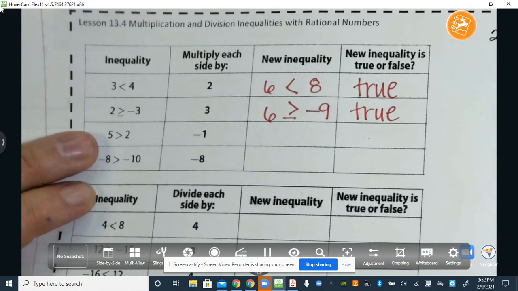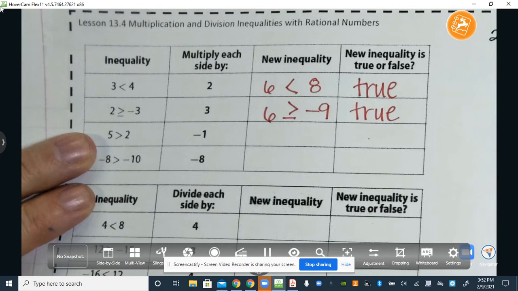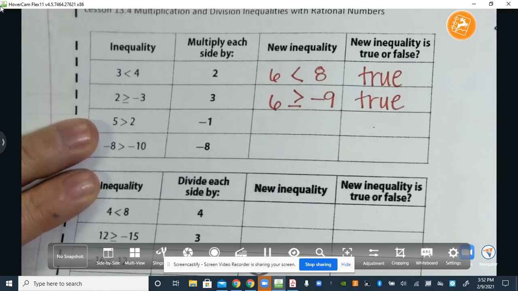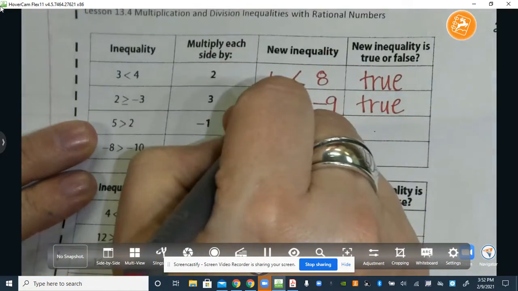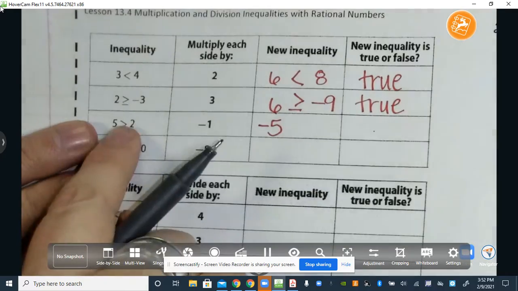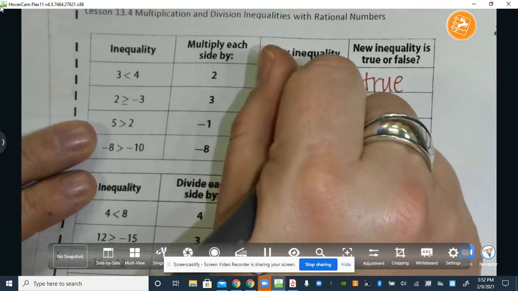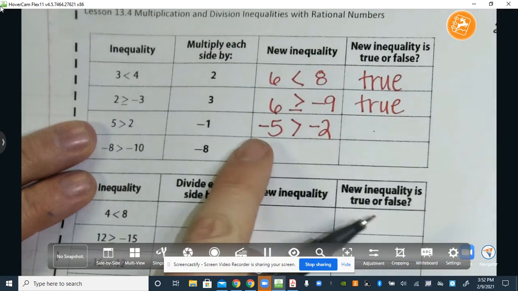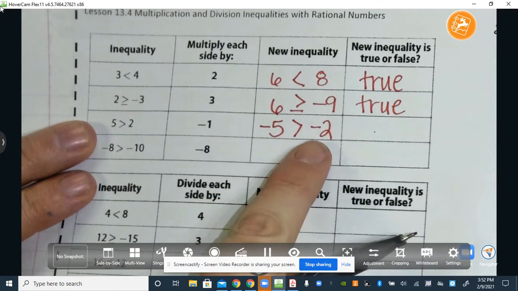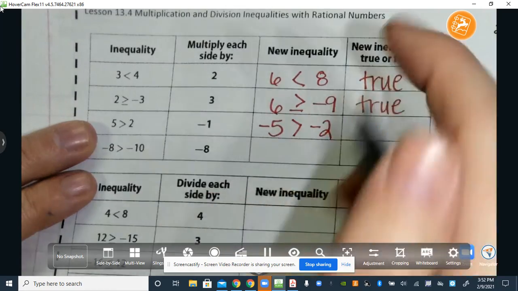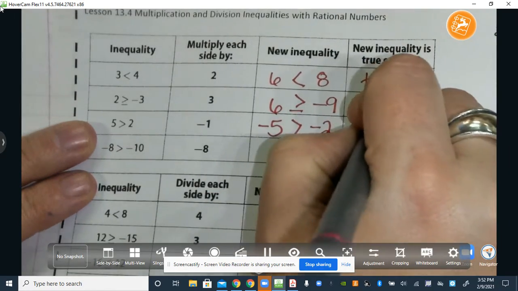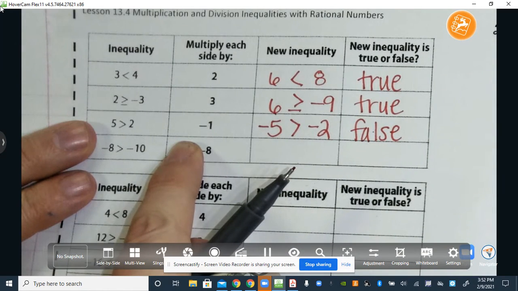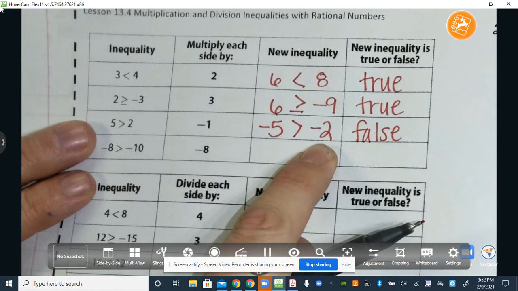Okay, let's look at this one. 5 is greater than 2. That's a true statement. Now I'm going to multiply each side by negative 1. So 5 times negative 1 gives me negative 5, and 2 times negative 1 gives me negative 2. I'm just going to move this sign on over. So is negative 5 greater than negative 2? Well, no, it's not. This would be a false statement, because negative 5 is further away from 0 on a number line than negative 2.